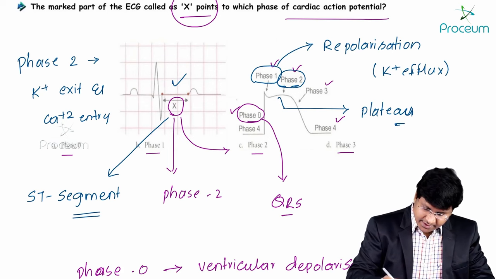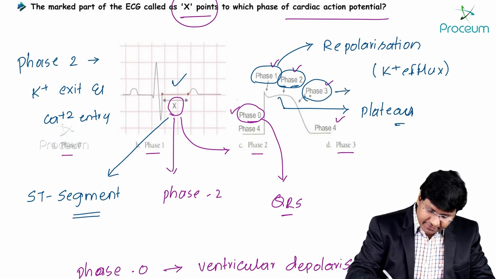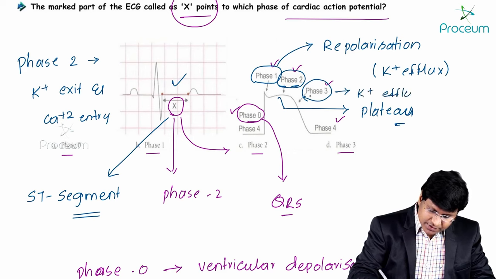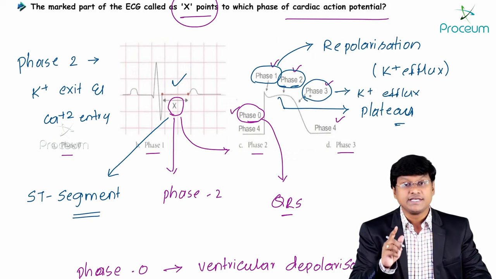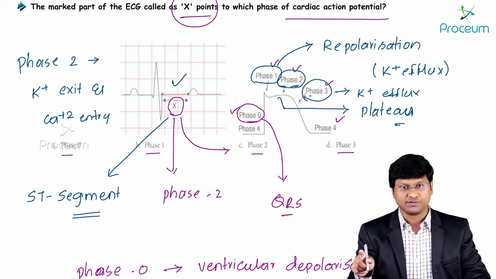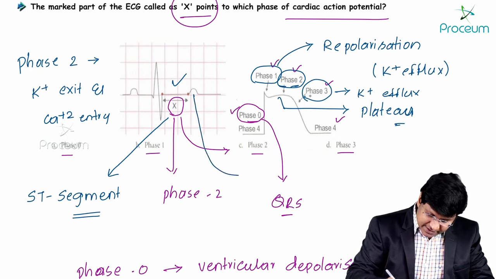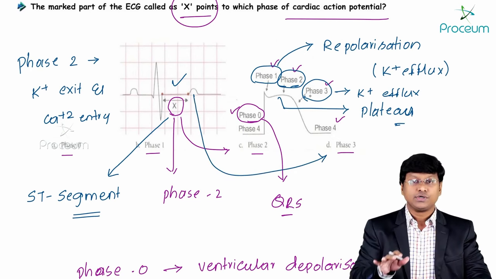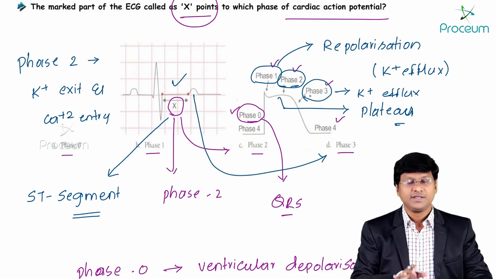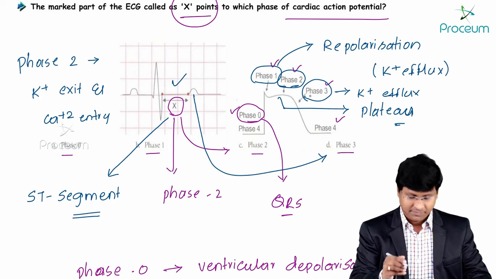And you take phase 3. During phase 3, there will be complete potassium efflux. So phase 3 is your active repolarization. So your T wave corresponds to your phase 3. Now to summarize everything, the QRS complex corresponds to phase 0 of the action potential.